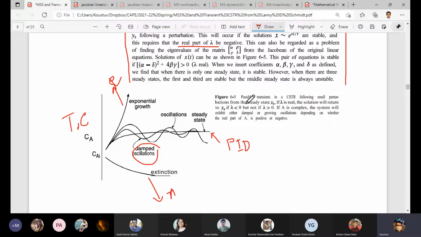behavior. So what is written here is that if lambda is real, the solution will return to xs. That means the deviation variable will fall back and decrease. dx/dt will gradually fall down to 0, and then x will stick to that xs, the steady state point. That happens when lambda is less than 0, but it will not otherwise. That means there will be exponential growth if lambda is greater than 0.